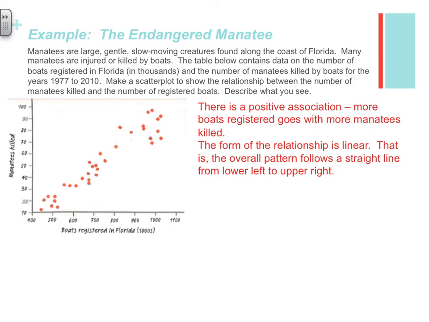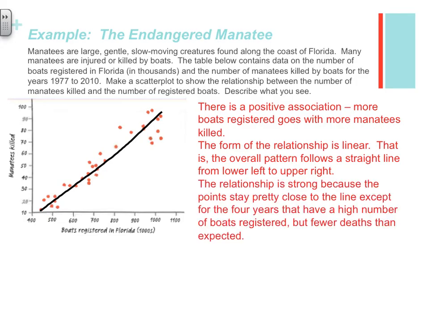Then we'll talk about the form. The form of the relationship is linear. You can clearly see there's no curve here. It looks like a linear pattern. The overall pattern follows a straight line from the lower left to the upper right. Now we'll talk about the strength. The strength here would also be strong. I don't really see anything that would strike me as a departure, and pretty much nothing is deviating too much from your linear pattern. Everything is close, which tells us that it's a strong relationship.